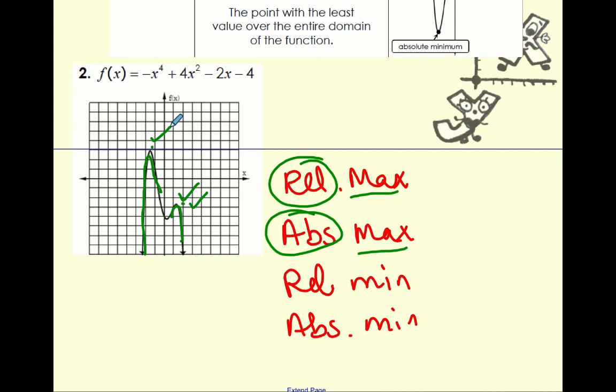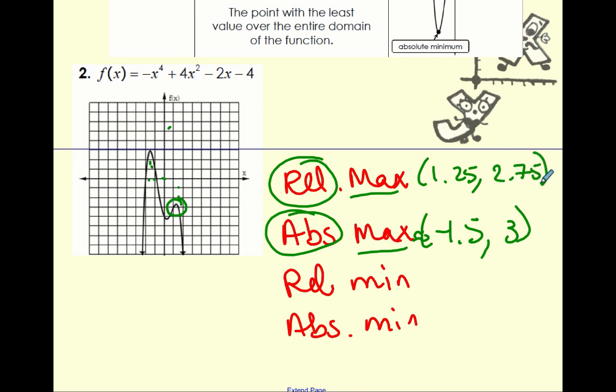So now let's go ahead and look at the coordinates. Looking at our absolute maximum, it's about 1.5 to the left of negative. Now let's look at our relative maximum. It's about 1.25 to the right, and down from the x-axis, 1, 2, and maybe about 2.75. I'm just estimating this, and we could also use our graphing calculator to look at what we would get, and we'll learn how to do that next week when I get back to class.